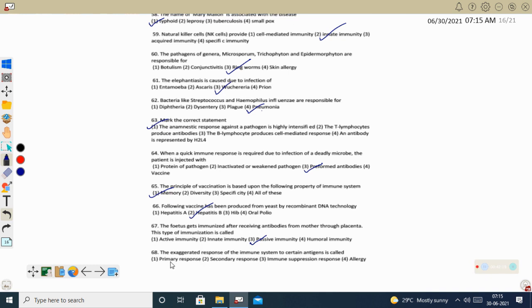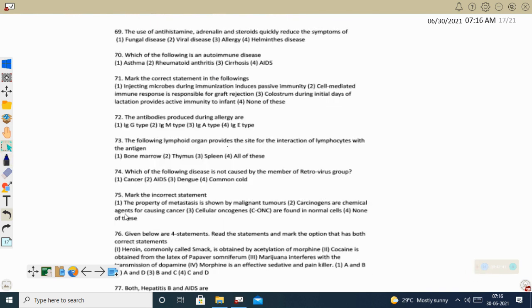Next one. The exaggerated response of the immune system to certain antigen is called as allergy. The exaggerated response of our immune system to a certain antigen is called allergy. Those agents are allergic agents, called allergens. Next question. The use of antihistamine, adrenaline and steroids quickly reduces the symptoms of allergy. For an allergic reaction, antihistamine, adrenaline and steroids are used for treatment.